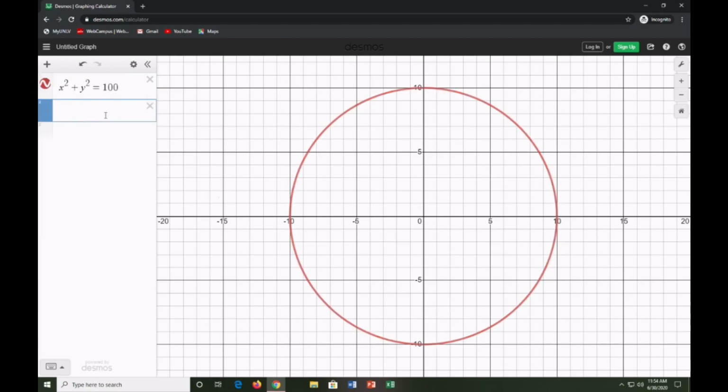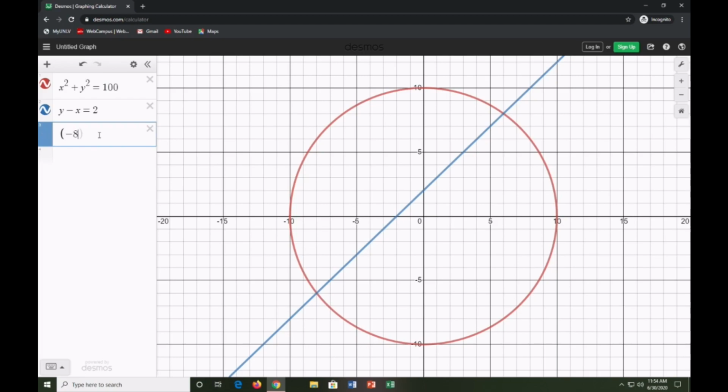Now let's plot the line y minus x equals 2. And there's the line. So what we found out in our calculations is that these two, the line and the circle, intersect each other at 2 points.